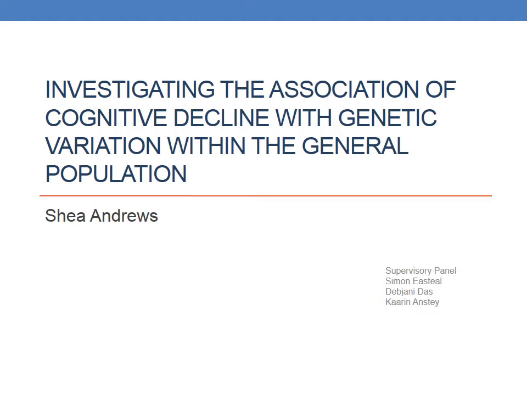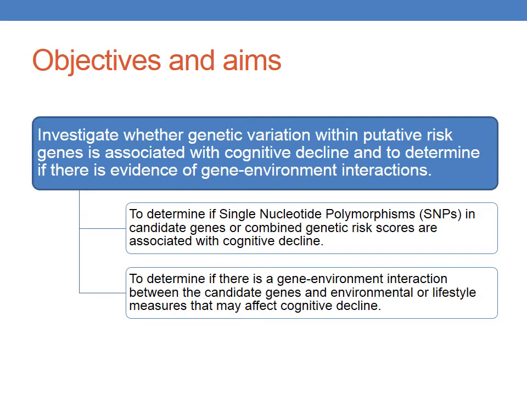Today I'll be talking about my PhD presentation. So, the objectives of my project are to investigate whether genetic variation within risk genes is associated with cognitive decline. In particular, I'll be looking at single nucleotide polymorphisms and genetic risk scores, which is a combination of the SNPs. And also determine whether there are interactions between these genetic risk scores and environmental factors.